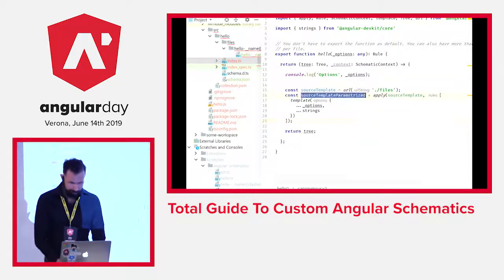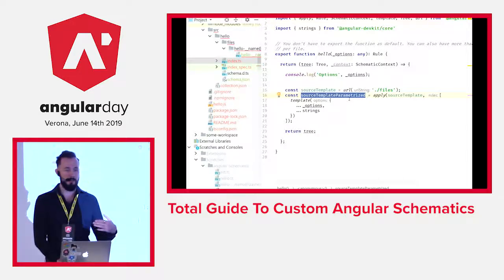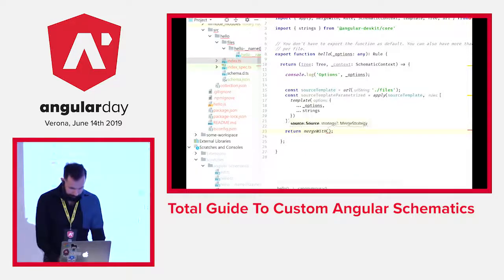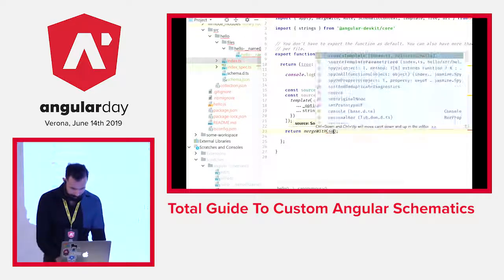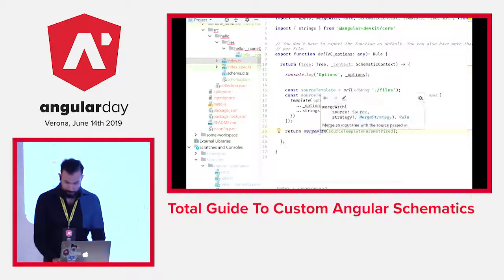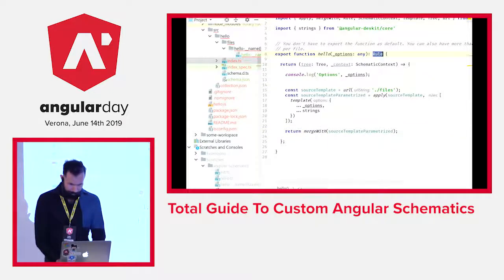So this is what we use in the template, and then we have this parameterized template, but we still have to apply it to our tree to actually make the change. So what we have to do is called merge with, and we have to pass the source in. So we have source parameterized template already, and now when we have a look here, it returns a rule, and this also returns a rule.